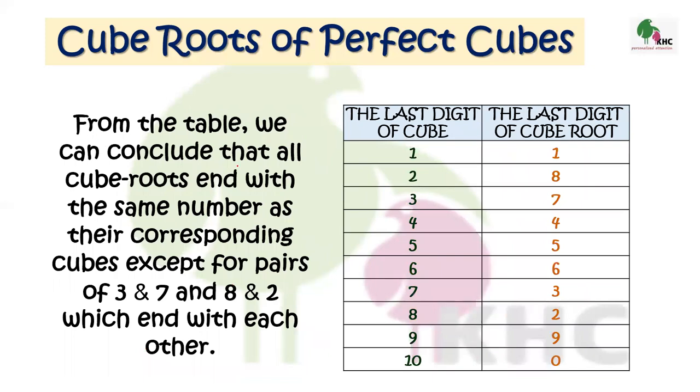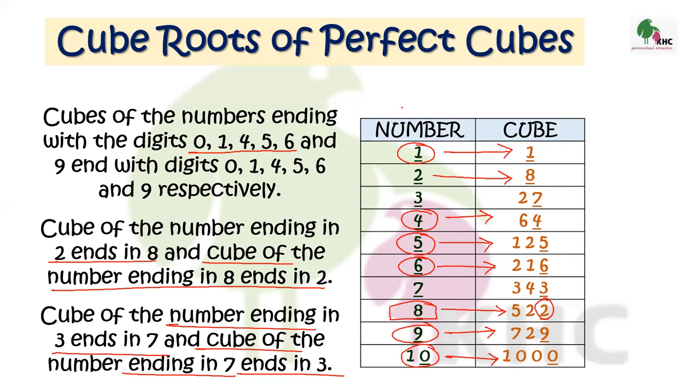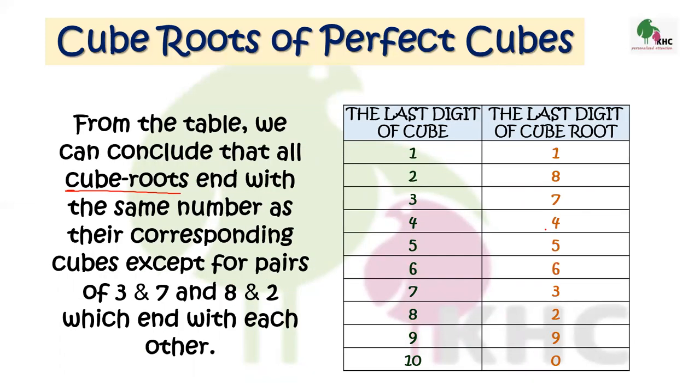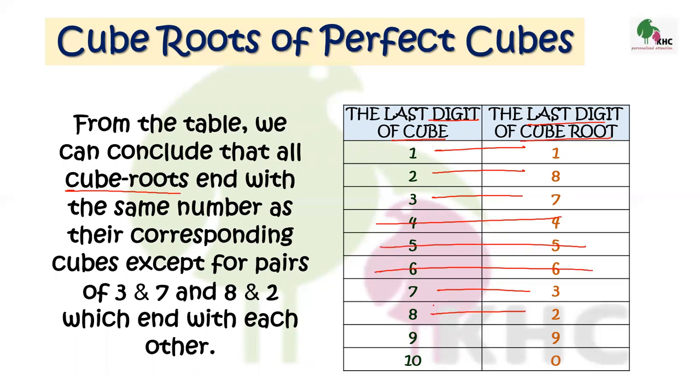From the table, we can conclude that all the numbers given here are nothing but cube roots. For example, 4 is the cube root of 64, isn't it? Now you see that the last digit of the cube and the last digit of the cube root have the same relationship. 1 ends with 1, 2 ends with 8, 3 ends with 7, 8 ends with 2, 7 ends with 3. The remaining remain the same, right? They are all the same.